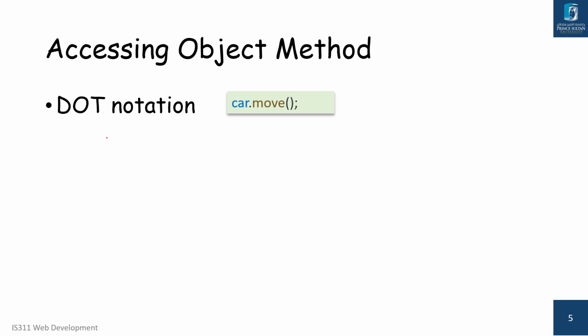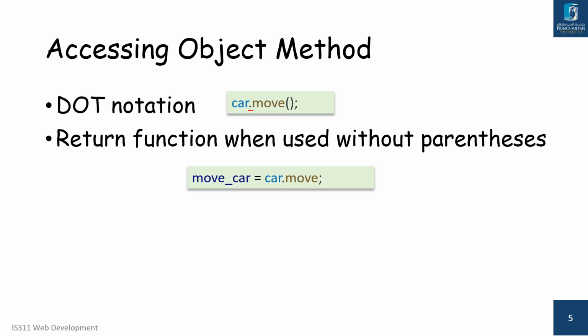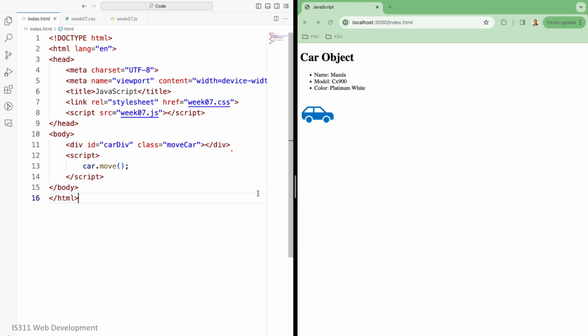So here we say car.move. We can access that method using dot notation, and then we can run it. So car move is equal to car.move. Again, without the parentheses, it means that we are creating a second name, or an alias, for that specific method.